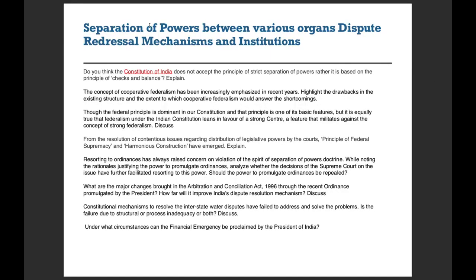Then the next topic is about the separation of power between the various organs. So it is about the horizontal distribution of power between the executive, judiciary, and various organs. What are the dispute redressal mechanisms, and also the vertical distribution of power, the union and state? The issues of check and balance, the balance between the executive, legislative, and judiciary.